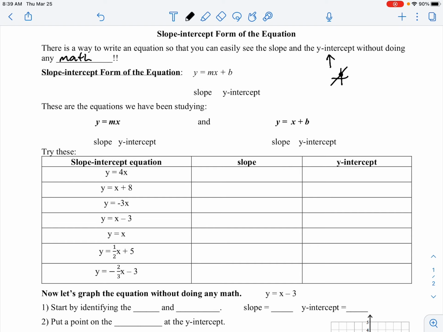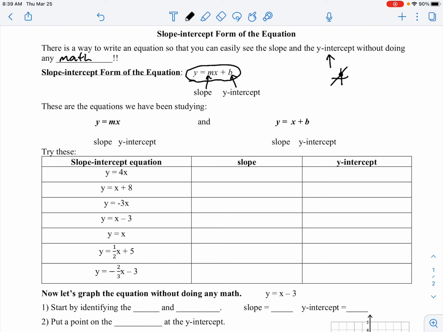All right. So the slope-intercept form of an equation is putting the two that we know together. So instead of y equals mx, or just y equals x plus b, now we're going to have y equals mx plus b, where m is our slope and b is our y-intercept, where that thing hits the y-axis.